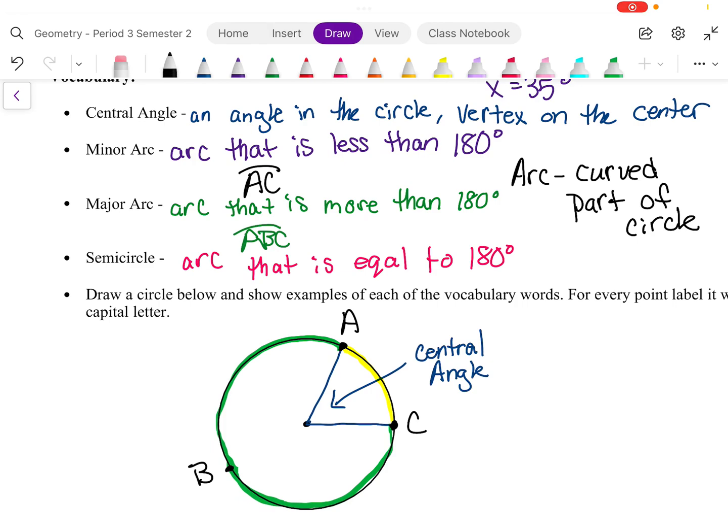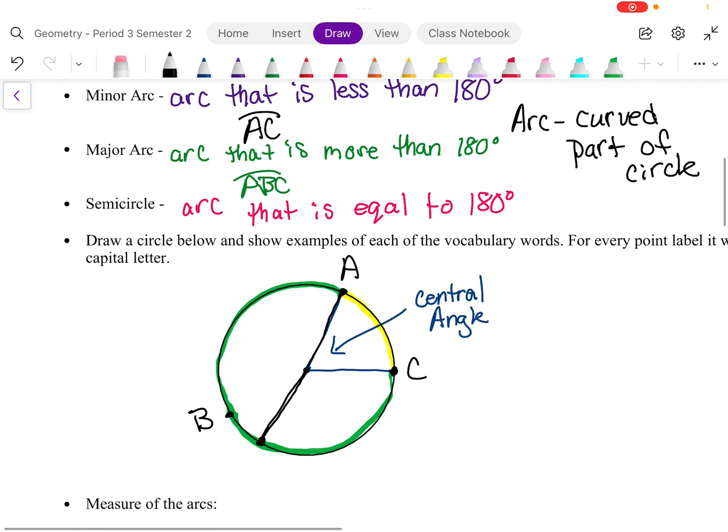So if we were to draw a diameter here, so if I just continue this line, so this is our diameter, and we could label this point D. So a semicircle would be going from A, C, D. And this one is also labeled with 3 letters. So this one would be arc A, C, D. And this would be all of the vocabulary that we need for today.